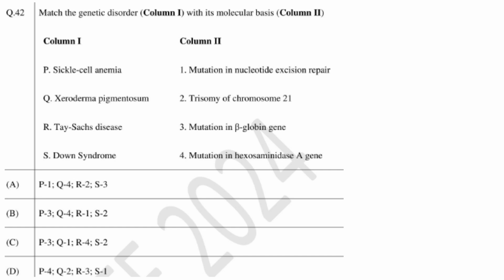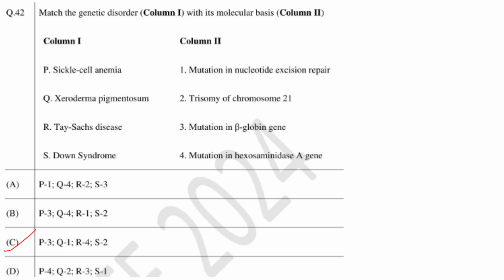Then next one. Match the genetic disorder in column 1 with its molecular basis in column 2. So what is the cause of these diseases? Molecular basis. So sickle cell anemia. Sickle cell anemia, it is due to mutation of the beta globin gene, P3. P3 is there in B and C. So we will see which is the right option from B and C. Then xeroderma pigmentosum, it is mutation in nucleotide excision repair. It will cause xeroderma pigmentosum. So Q1. So C must be the answer.